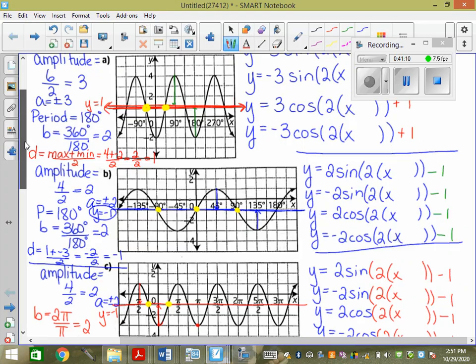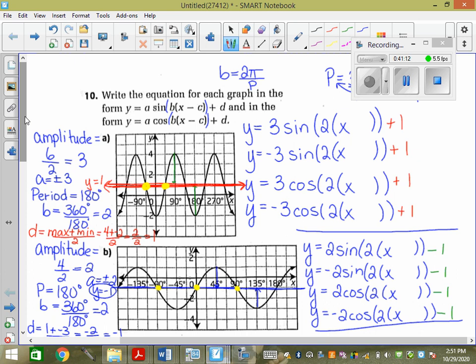So I'm going to look at the first graph. Is my maximum on the y-axis? Nope. I have a maximum here and a maximum here.